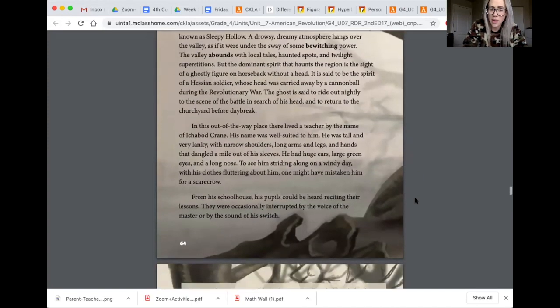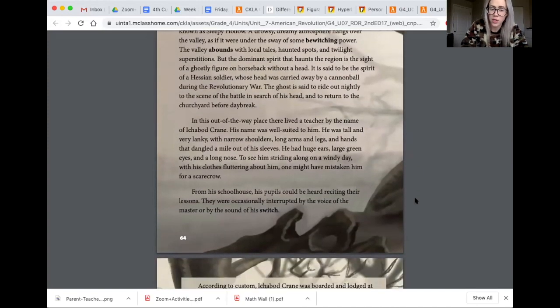In this out-of-the-way place, there lived a teacher by the name of Ichabod Crane. His name was well suited to him. He was tall and very lanky, with narrow shoulders, long arms and legs, and hands that dangled a mile out of his sleeves. Remember, that was the example of hyperbole, because he had really long hands. It says they were out of his sleeves for a mile. They dangled out for a mile, which is a hyperbole and exaggeration.